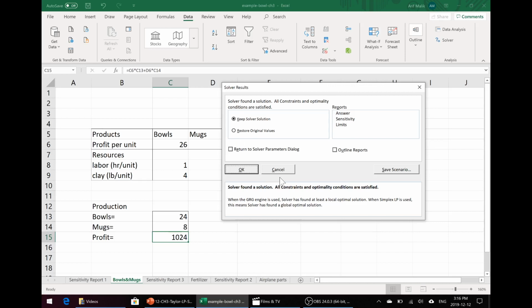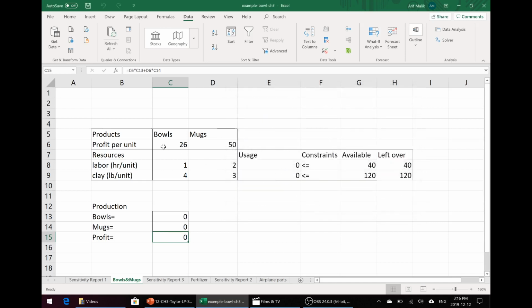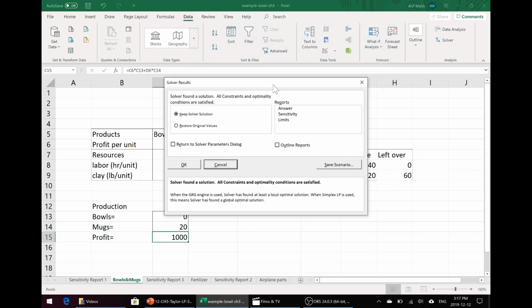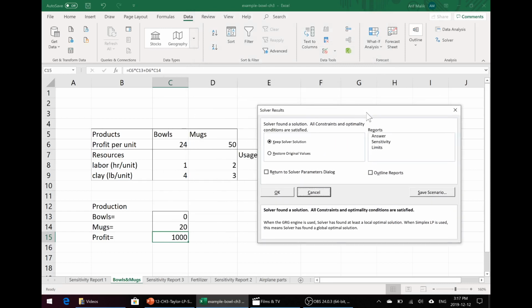Now if we change to 24, let's cancel this out and change to 24. Now we know that it is out of the range. We will have a new corner point. Let's see. Go to Solver and we say solve, and we have a new corner point, which is 0 bowls and 20 mugs. The corner point has changed. X2 is now 20, X1 is equal to 0, and we got a new corner point.